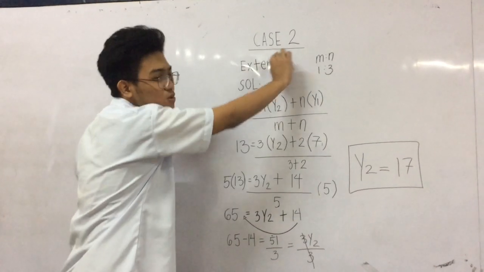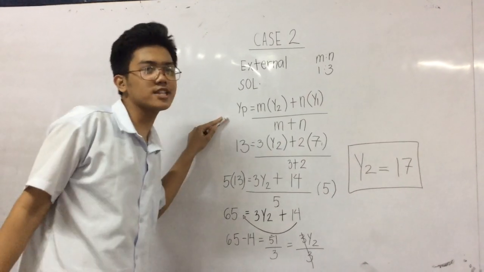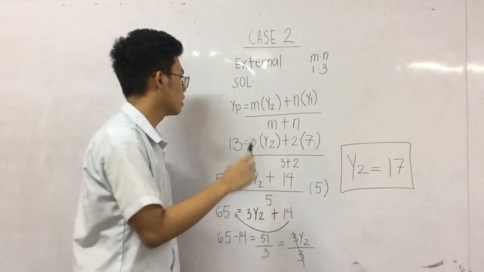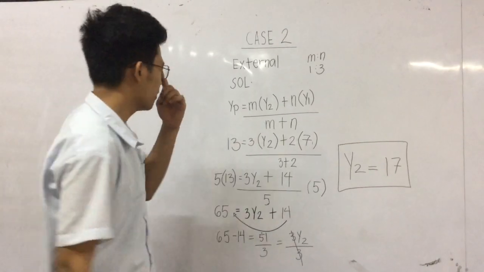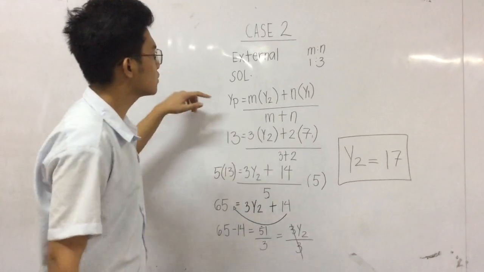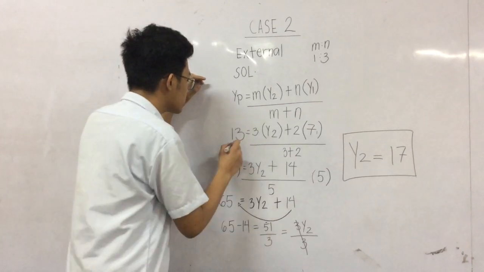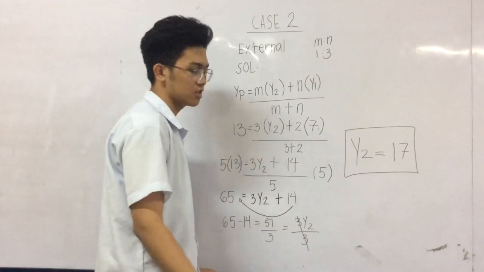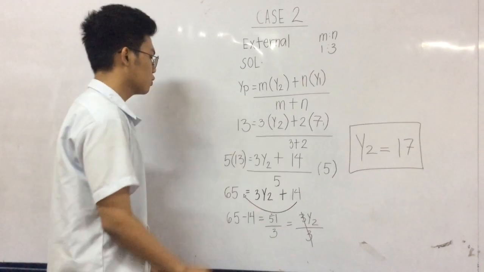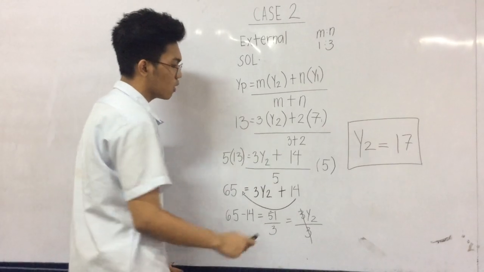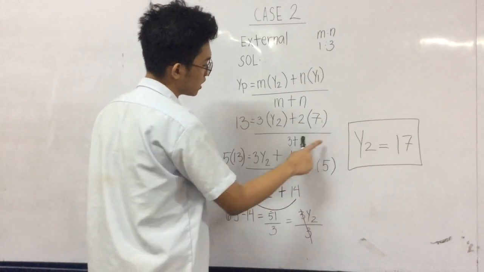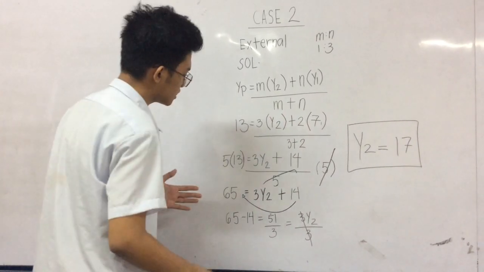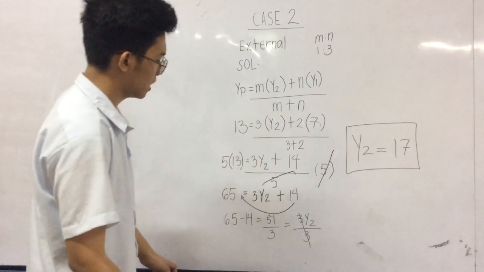Case 2. Now we will solve for y sub p. The formula for y sub p is m times y sub 2 plus n times y sub 1 over m plus n. We will now substitute it with our given. 13 is equal to 3 times y sub 2 plus 2 times 7 over 3 plus 2. Our given will be this. And now we will multiply both sides by 5 since we are trying to remove the denominator. This is our given. 65 is equal to 3 y sub 2 plus 14.